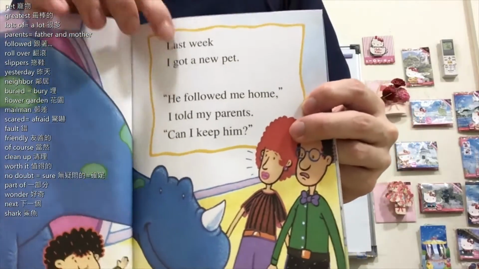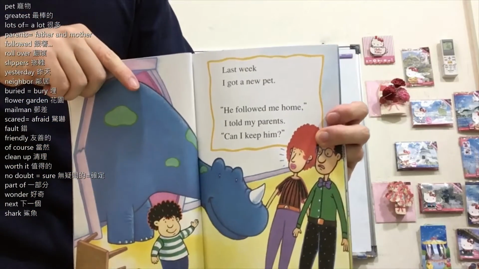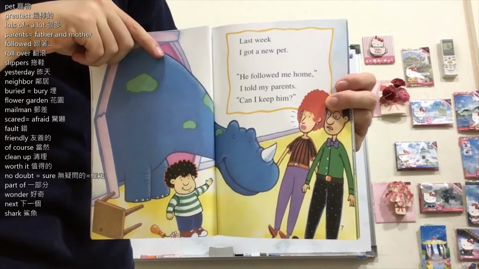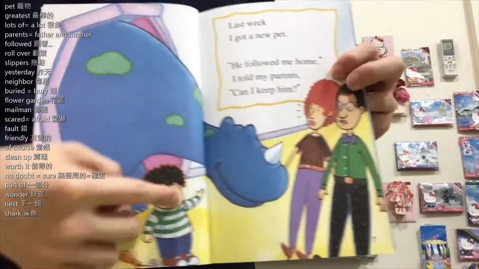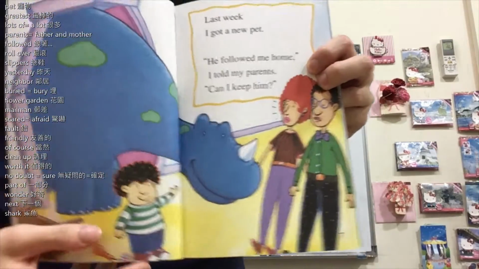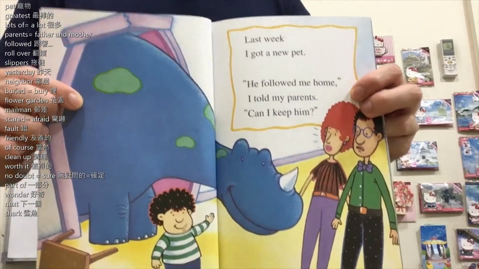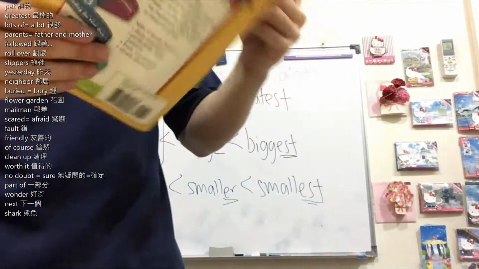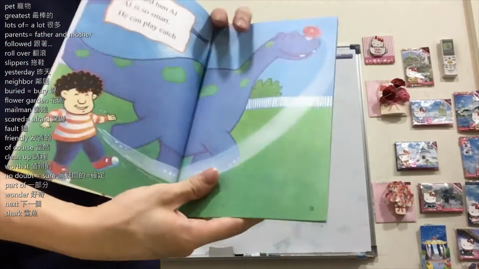So Sam was saying, last week I got a new pet. He followed me home. I told my parents, can I keep him? So Sam is asking his parents whether he can keep the dinosaur as a pet. Of course the parents said yes. The parents agreed to it.